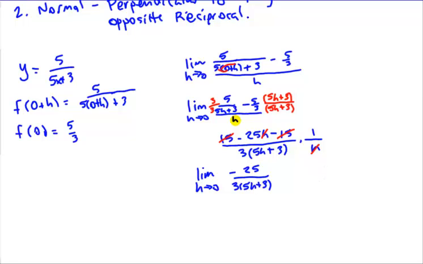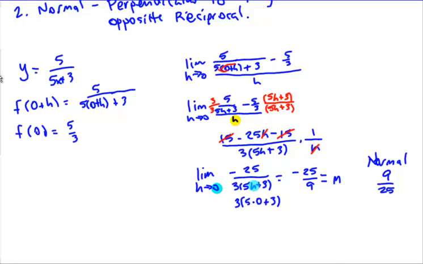Now this isn't so bad, because what we ultimately want to do is replace our h with 0. When we do that, on the bottom I get 3 times 5 times 0 plus 3, which is 9. And this gives me negative 25/9 for my slope of my tangent line. Since my slope of my tangent line is negative 25/9, I know that my normal line's slope is the opposite reciprocal of that, which is going to be 9/25.